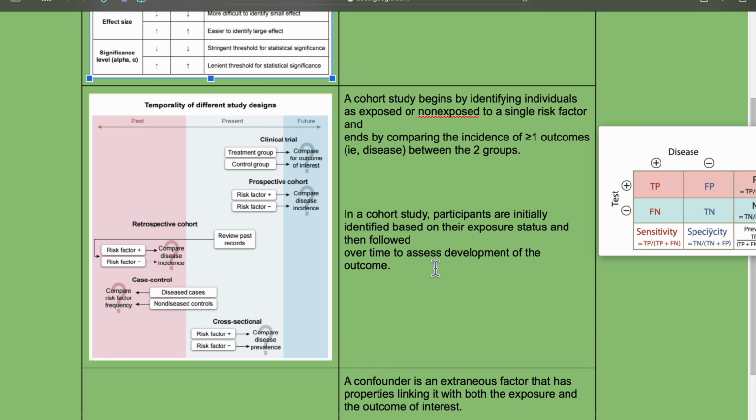Okay, so temporality of different study designs. Again, you've seen this in Step 1 QBanks as well.